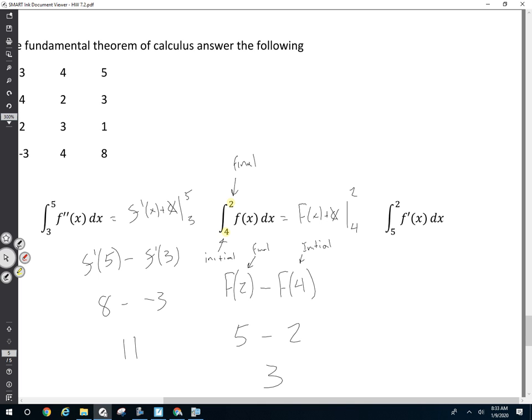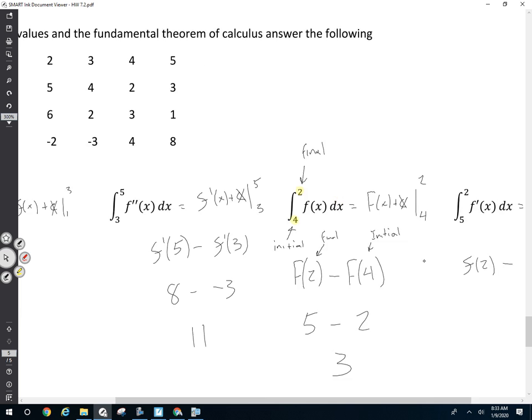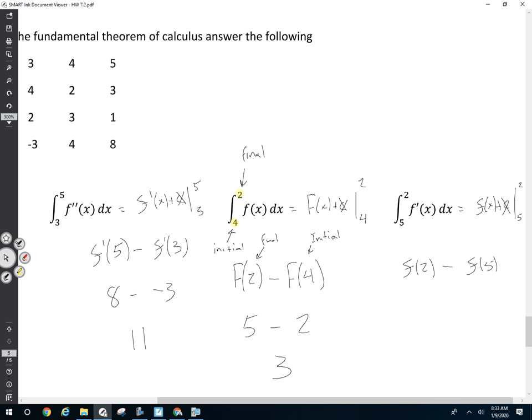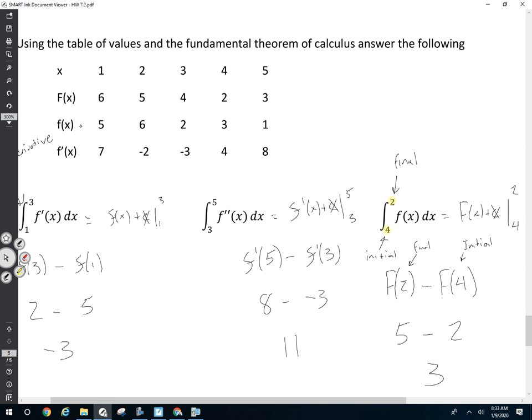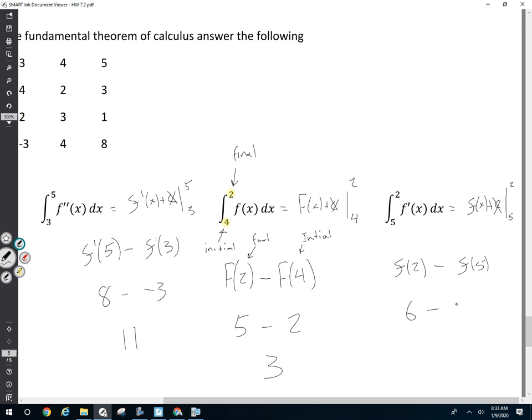Same thing here. Antiderivative of f prime, don't forget to take the antiderivative, means f. Find the change in f between 5 and 2. This is my final, this is my initial. I need to do, the c's won't matter, f of 2 first, and then I'm going to subtract f of 5. F of 2 is 6. F of 5 is 1. So we're going to answer 5.